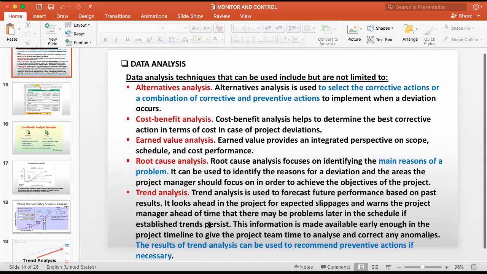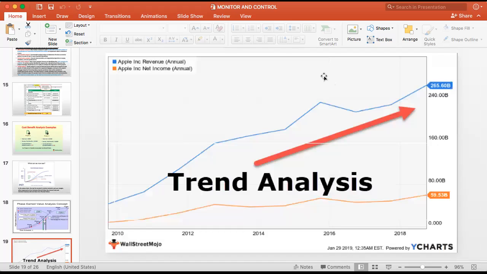The results of trend analysis can be used to recommend preventive action if necessary. So trend analysis is that simple. So it's the trend curve. By the trend curve, you can identify. Now this is from the Apple company, their annual revenue and their net income.